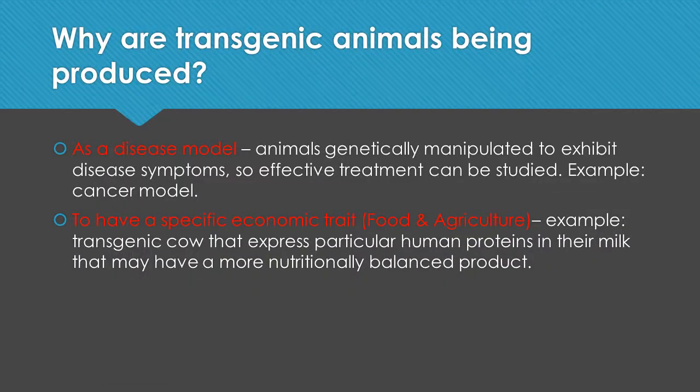So here comes the question, why are transgenic animals being produced? The transgenic animals can be used as a disease model to study the mechanisms of disease, to find an effective treatment for disease, for example in cancer research. Second, the transgenic animals can be used for food and agriculture purposes, for example, transgenic cows that can provide more nutrients in their milk or even their meat.